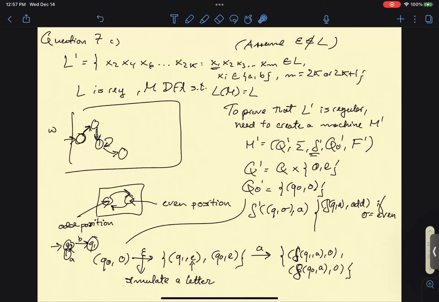And otherwise, if instead I'm in an odd state, then what I want to do is go to all the possible states that are reachable from Q, but I don't want to read any. Let me just write this on the next page.